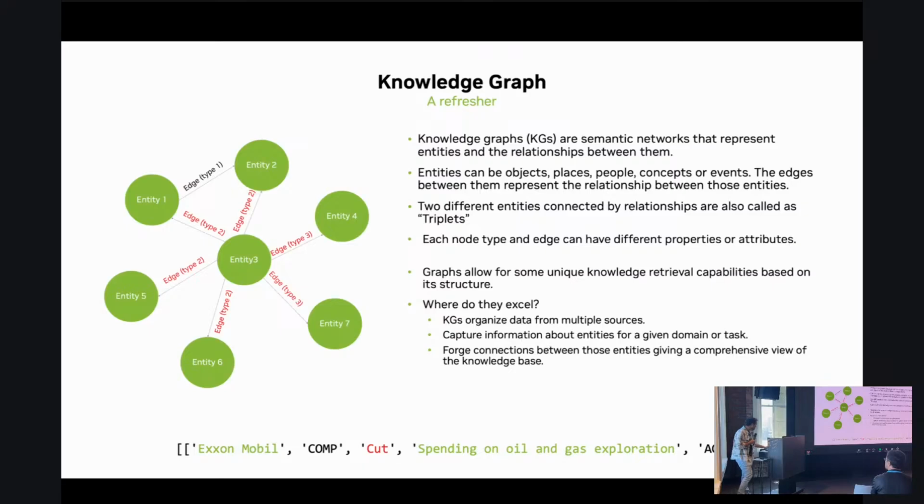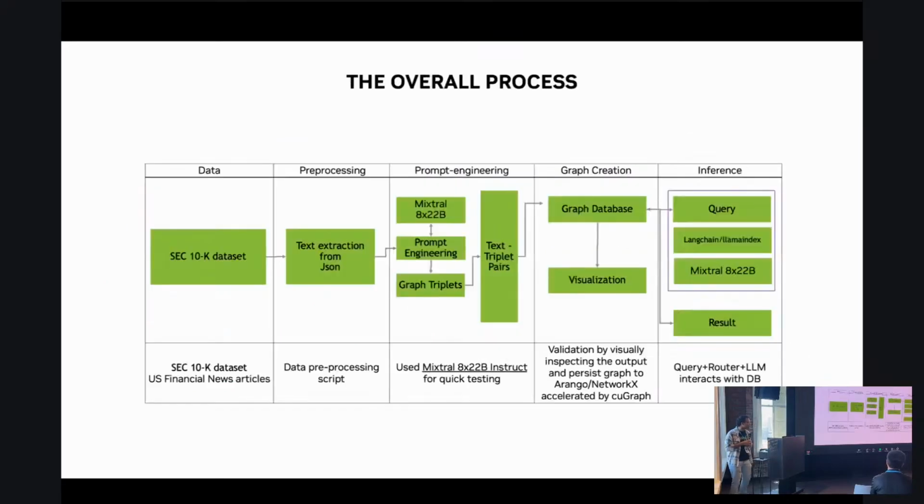This concept of taking unstructured data and putting it into a graph, we're doing that with LLMs. Coming to the pipeline we had built out, we had taken the SEC 10K data set. We were doing text extraction from JSON files, which we created from that data set, using relatively simple prompt engineering at the time. We were using the Mixtral 8x22B model. Then we're creating these graph triplets and adding them into both a graph representation in NetworkX, and also a graph database for persistence. That was being done with ArangoDB.